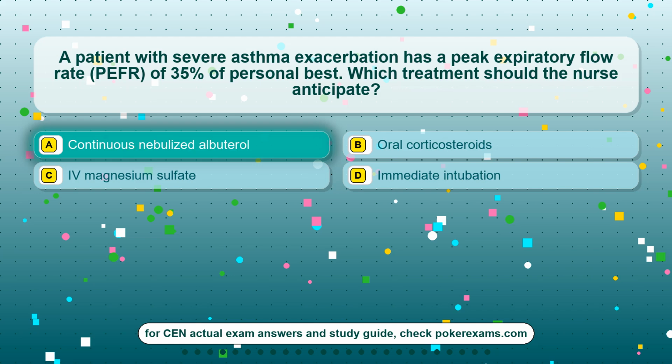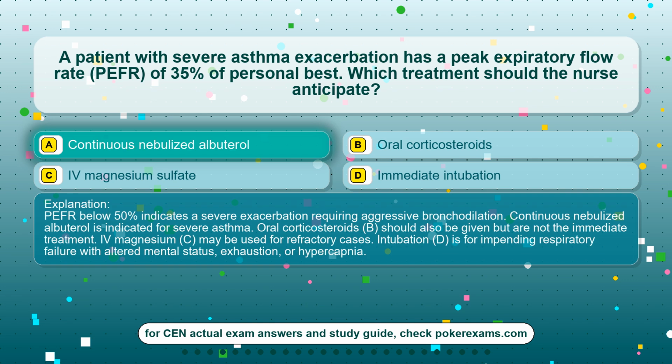The correct answer is option A. Continuous nebulized albuterol. PEFR below 50% indicates a severe exacerbation requiring aggressive bronchodilation. Continuous nebulized albuterol is indicated for severe asthma. Oral corticosteroids, B, should also be given but are not the immediate treatment. IV magnesium, C, may be used for refractory cases. Intubation, D, is for impending respiratory failure with altered mental status, exhaustion, or hypercapnia.